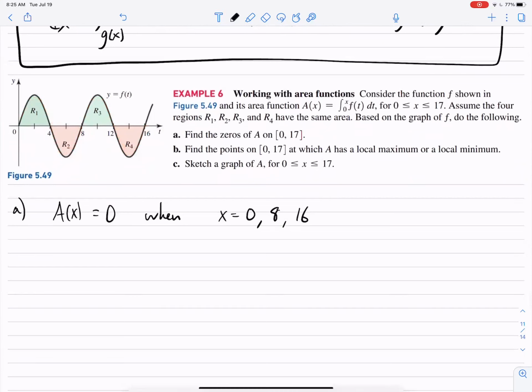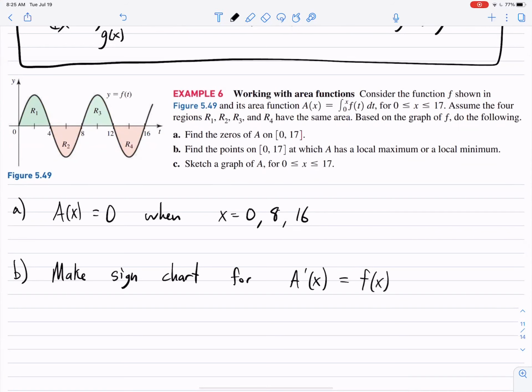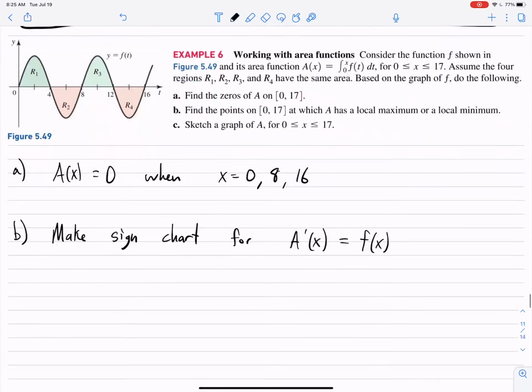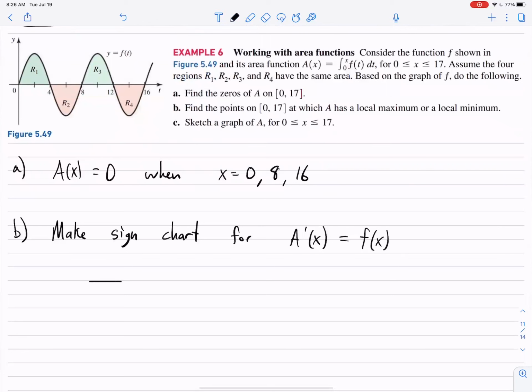For part B, we're going to make a sign chart. A sign chart for A prime of x, the derivative, right? In order to find the local max and local min. But that is equal to just f of x, right? And so we make a sign chart for f of x. But the sign chart for f of x is just what is the value of f of x.